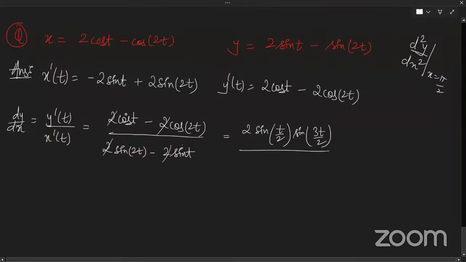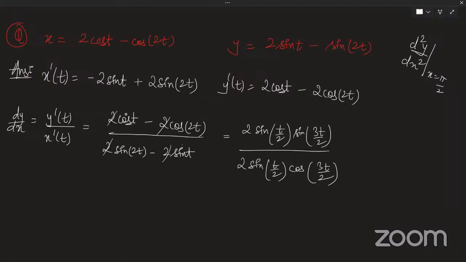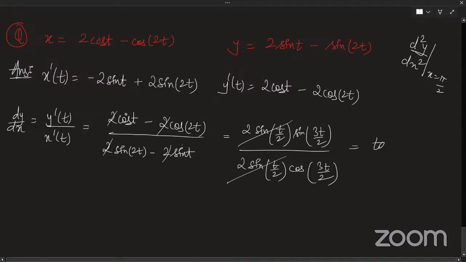What about sine A minus sine B? It is 2 sine of (A minus B) by 2 into cos of (A plus B) by 2. Is this correct? Yes, sir. Okay, so I will just cancel out 2 sine t by 2, and I am left with tan of 3t by 2. Tan of 3t by 2 is my value of dy by dx.